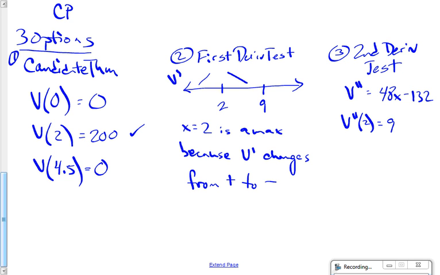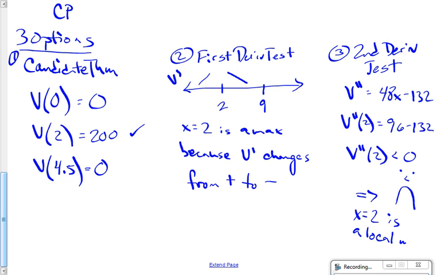48 twice is 96, right? That's 96 minus 132. I don't really care what that number is. Don't stress yourself out about subtracting 96 minus 132. Because we know now that v double prime of 2 is less than 0. Sad face, right? Which means that x equals 2 is a local max.